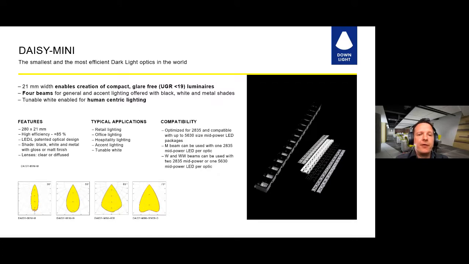You can use even one or even two LEDs per optic, so you can make a wonderful mixing chamber here as well. Typically available in 1 foot length, so 280 millimeter and about 21 millimeter in width, and can be added into every length you would like to achieve here. Importantly, we can achieve UGR below 19 levels.